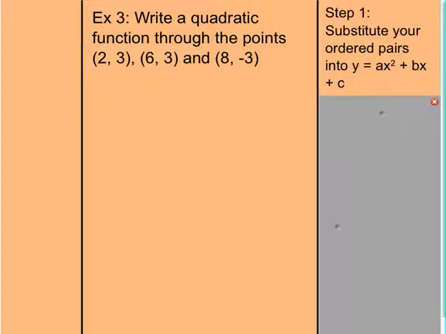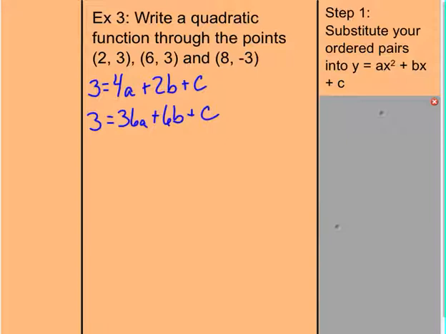substitute our ordered pairs into y equals ax squared plus bx plus c. So my first ordered pair, I've got 3 as my y value. 2 squared gives me 4. My second ordered pair, 3 is my y value. 6 squared. And finally, negative 3 is my y value, 8 squared.